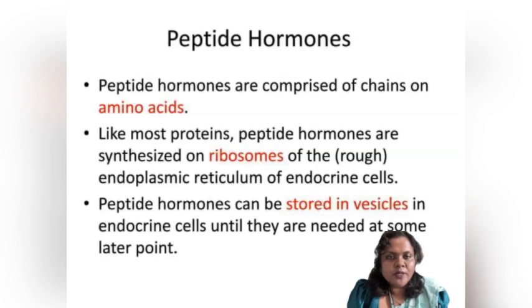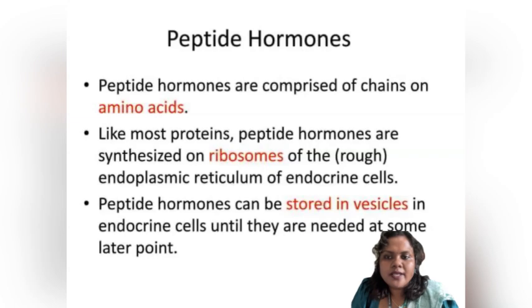Good morning, everyone. So, in the last session, we were discussing what a hormone is, target cells, receptors, and their classifications. Hormones can be classified into two: the first one is steroid, and the second one is peptide hormones. In this session, we will be discussing peptide hormones.